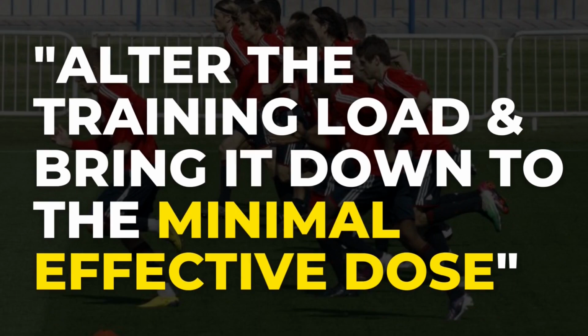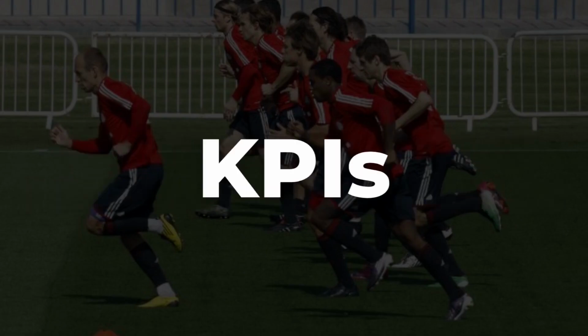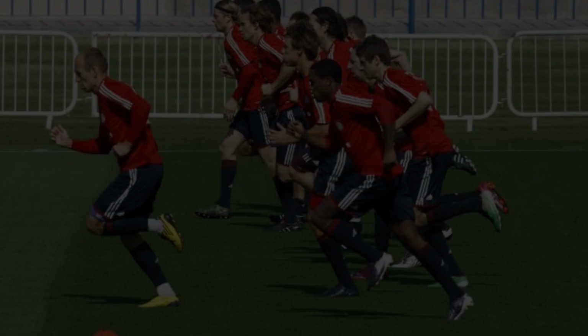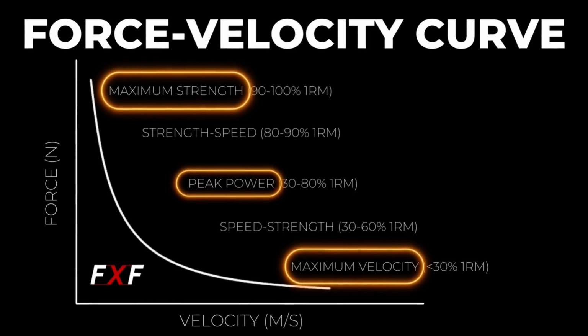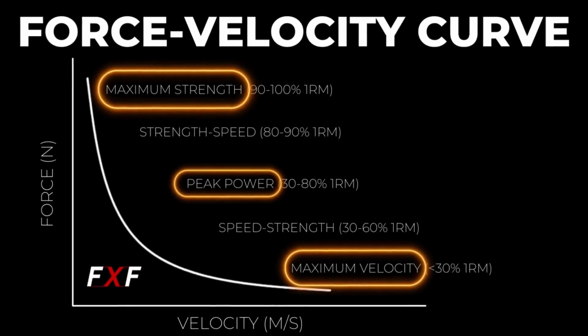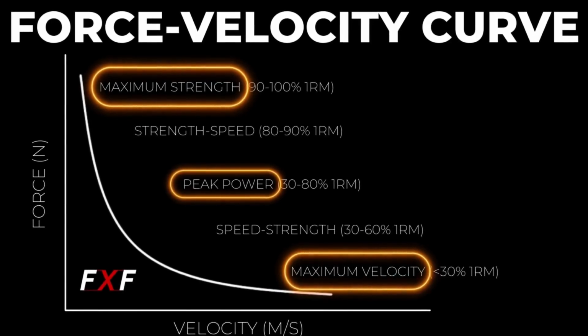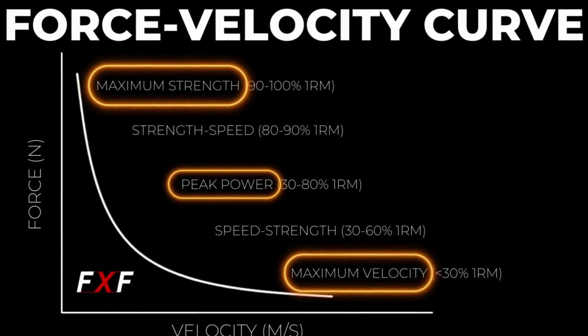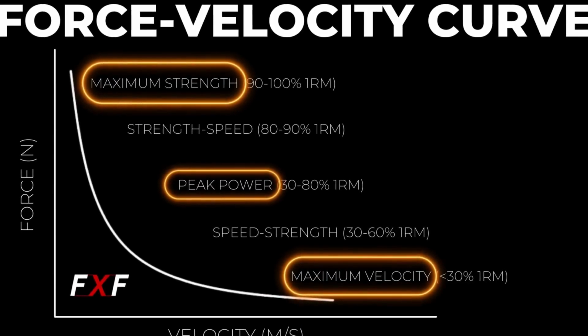Now, before we start laying out the foundations of a well-structured in-season training program, I wanted to quickly help you define some of the key performance indicators of your game. In order to do that, ask yourself, which training qualities have the highest transfer to my performance and why? To save you some time, these training qualities are visible on the force velocity curve and are max strength, power, and speed. Alongside these though, you can add motor pattern efficiency and conditioning. Today we're going to focus on the first three, which most players tend to confuse as terms, so let's get you aware of them pretty quickly, starting off with strength.